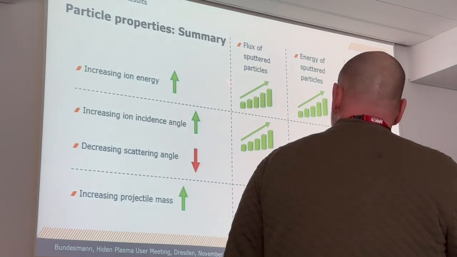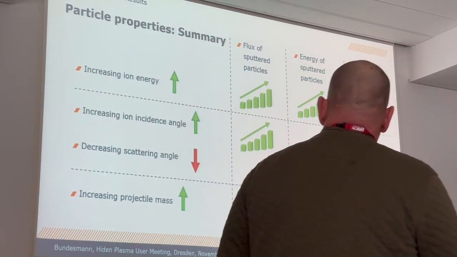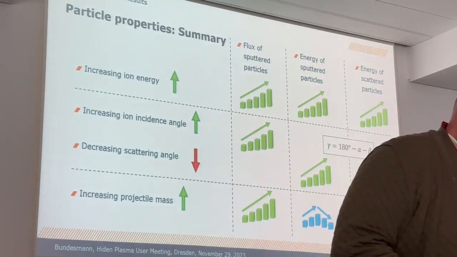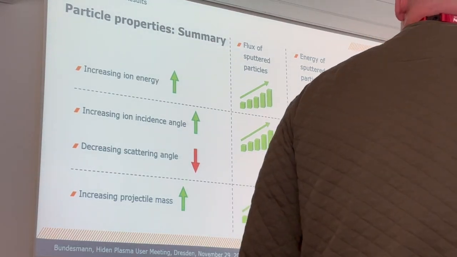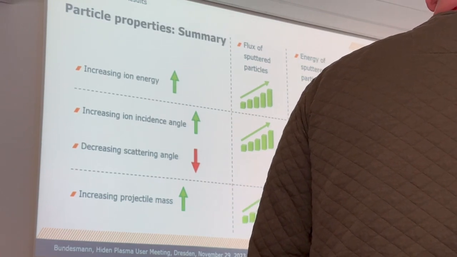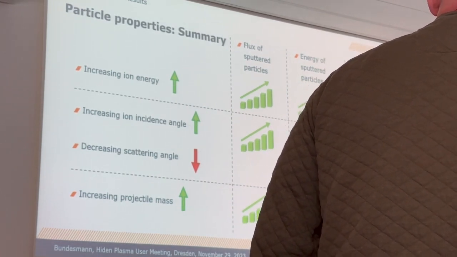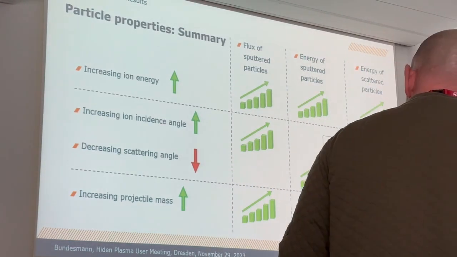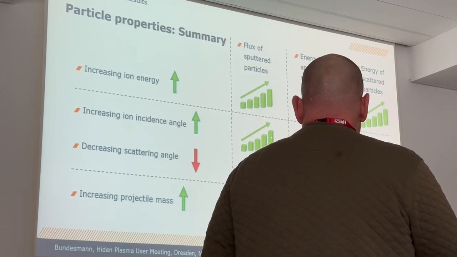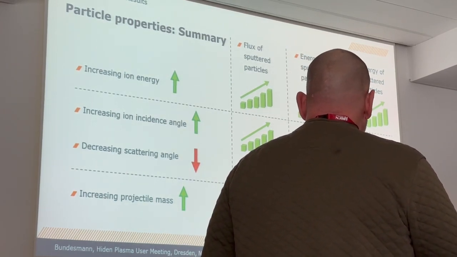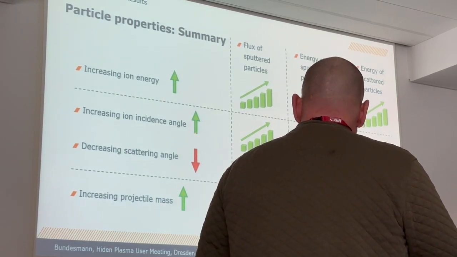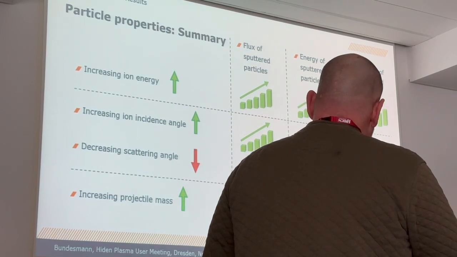So in summary, it's a small plot. There are some cases where this is not really true, but in order to make it sure: if you increase the ion energy, you get a higher flux of particles. The average energy of the sputtered and scattered particles increases. If you increase the ion incidence angle, you have a higher particle flux. But if you go to the energy, you cannot really talk about the ion incidence angle. You have to consider the scattering angle. So if the scattering angle decreases, the energy goes up.